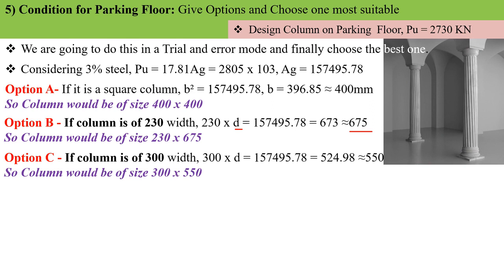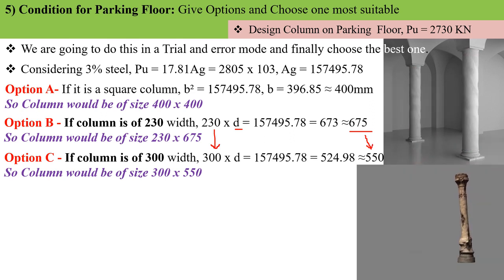In option C, other than taking 230 mm, because it's a parking space, I'm going to provide more width of the column. Instead of making it 230, I'm making it 300 mm. So 300 mm multiplied by D. So instead of 675, I'm getting 550 here. So now I'm having option A, option B, option C, right?